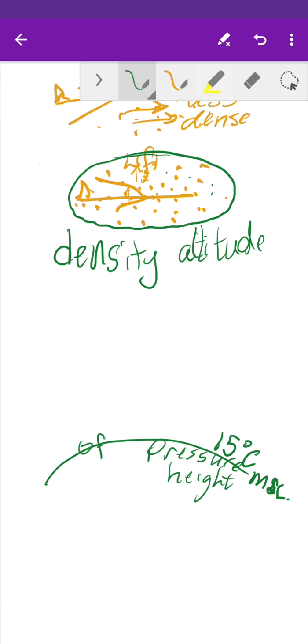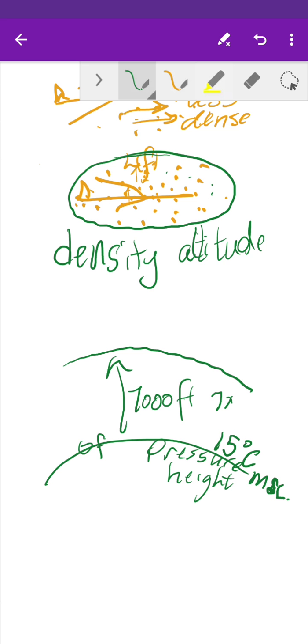Now, if we go up, say, 7,000 feet, remember last session said, well, that's 7 lots of thousands, and each thousand, the temperature drops by 2 degrees. So the temperature is going to drop by 14 degrees Celsius. So at 7,000 feet, we're going to have a temperature of 1 degree Celsius.